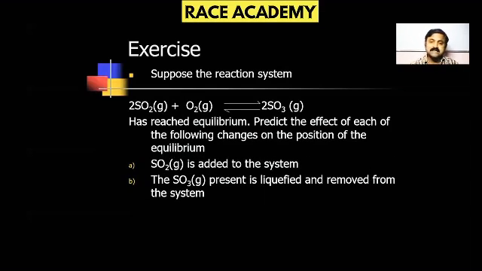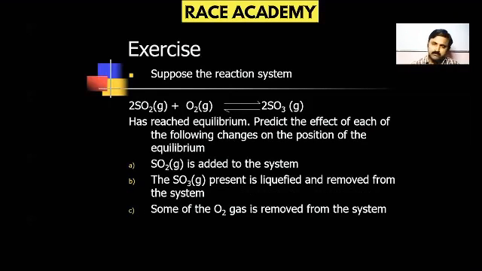SO3 present is liquefied and removed from the system. SO3 is on the product side. If it is removed, what will happen? The SO3 concentration needs to be increased as per Le Chatelier's principle, and the direction that increases SO3 concentration is the forward direction, so equilibrium moves in the forward direction.